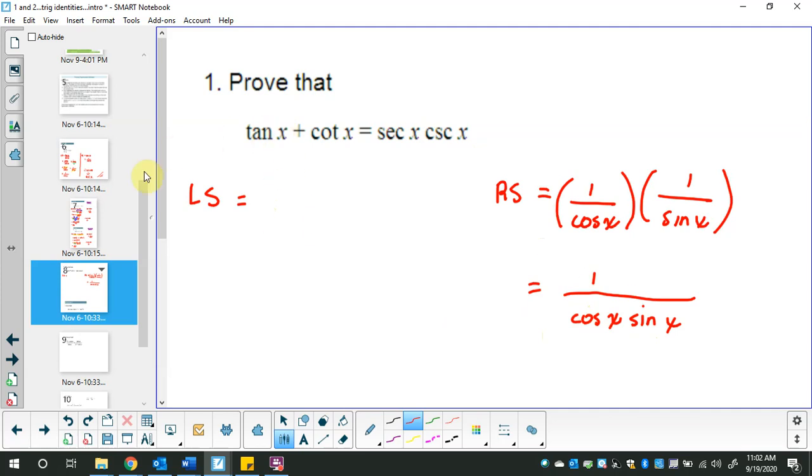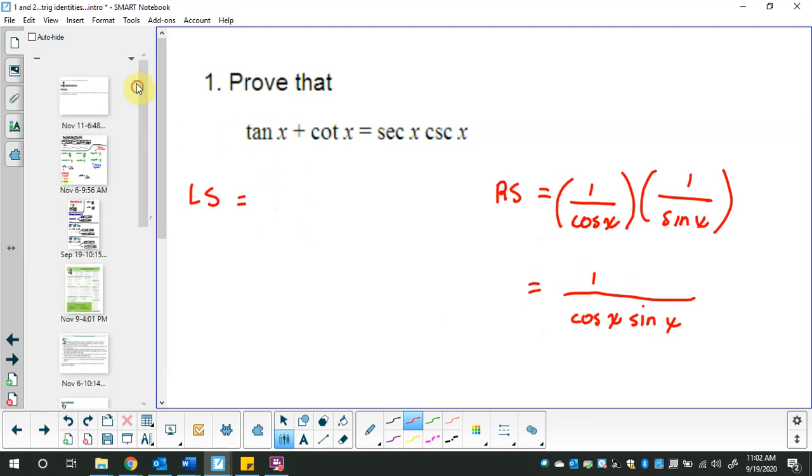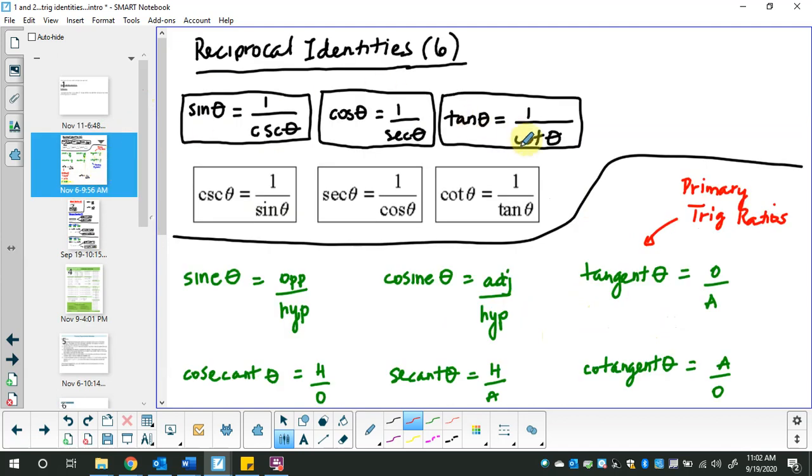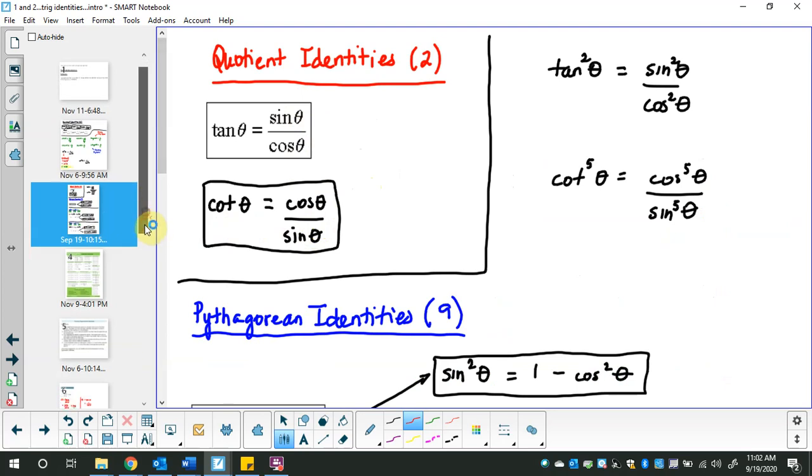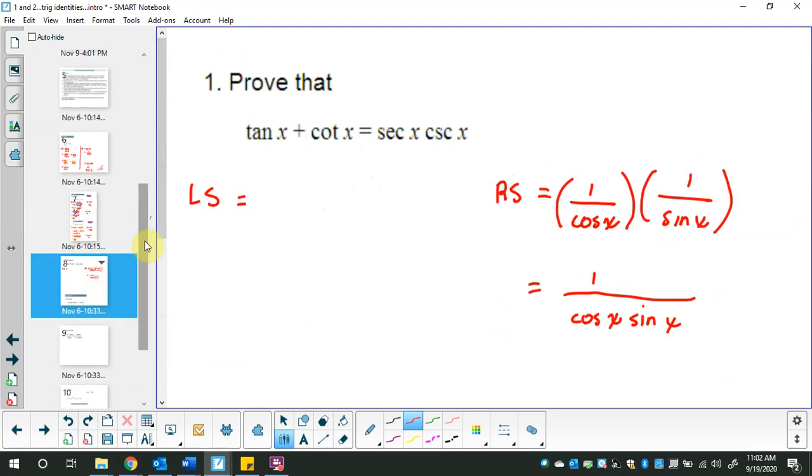So tan x, I could use this. And cotangent x, I could use this. But instead, because I keep in mind the sines and coses are my friends, I'm going to use these two to replace the tan x and the cotangent x. Just a little tip. So tan x is sine x over cos x, plus cotangent x is cos x over sine x.